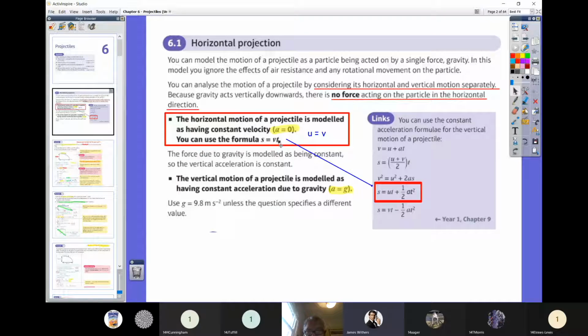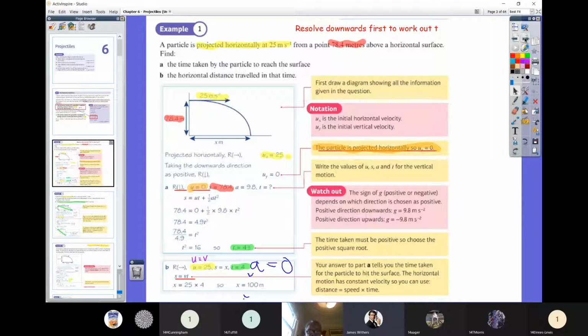When we're going horizontally, okay, then the acceleration is 0. However, when we're considering the vertical component of the motion, our acceleration equals gravity. So that's just the key bit. So let's just look at a few examples, please.